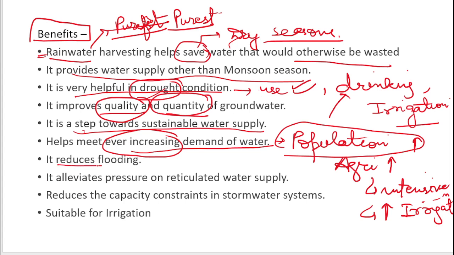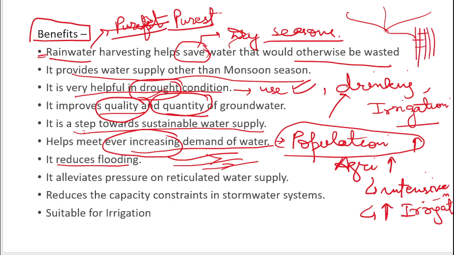It reduces flooding. So see what happens if we leave this runoff water. If the runoff water is left, suppose one runoff is coming from this point, one runoff is coming from this point, one runoff is coming from this point, all this runoff is going to the river, the water of the river is increasing, and that is leading to floods. So when we harvest this water, we store this water underground, so this water will never be going to water bodies and increasing their water, so there are really chances that it will reduce flood.